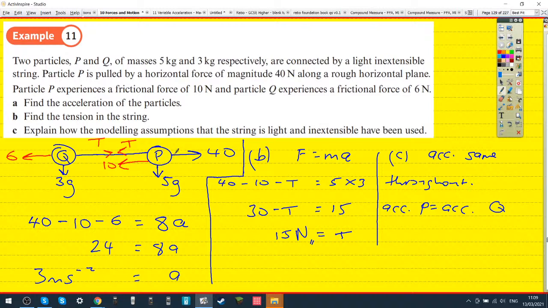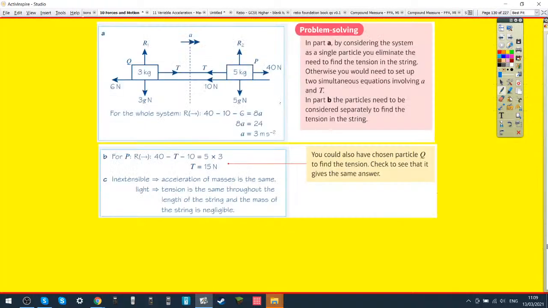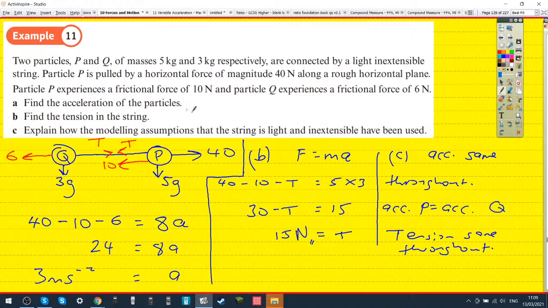What else? Also, tension is the same throughout. So maybe in real life the tension will be different at different points on the string. It might break at some point. Whole system, a is 3, tension is 15, and then inextensible, the acceleration of the masses is the same, and then light, tension is the same throughout the length of the string, and the mass of the string is negligible. Okay, I didn't notice the light. Yeah, so we didn't add any mass for the string.